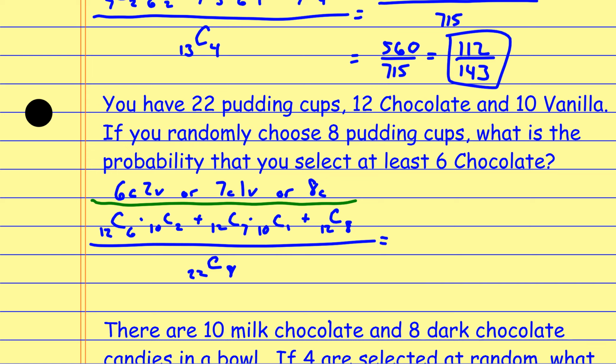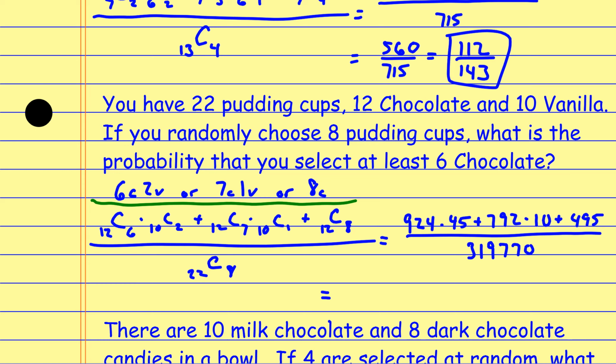So let's see, the 12 choose 6, I get 924, times the 10 choose 2 is a 45. 12 choose 7, I get 792, times 10 choose 1 is a 10, plus 12 choose 8 is a 495. And it's all over 22 choose 8, which is 319,770. Okay, and now I just have to simplify this.